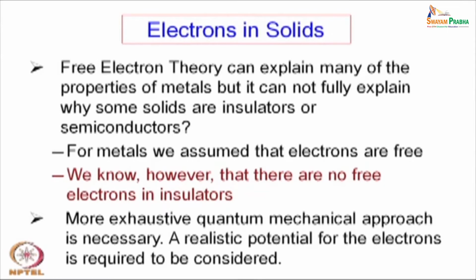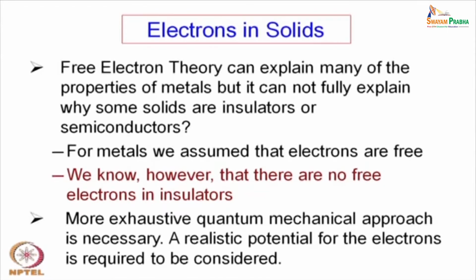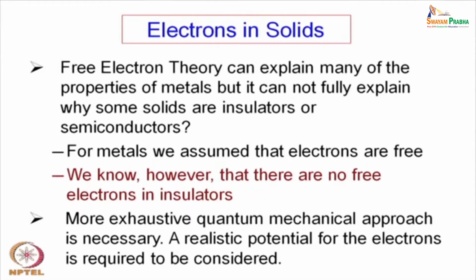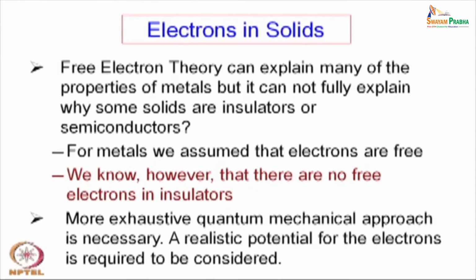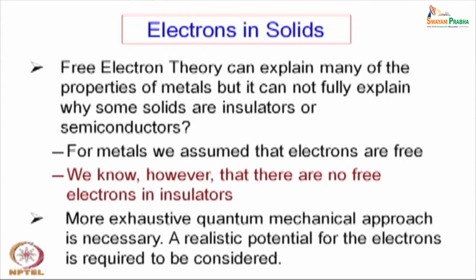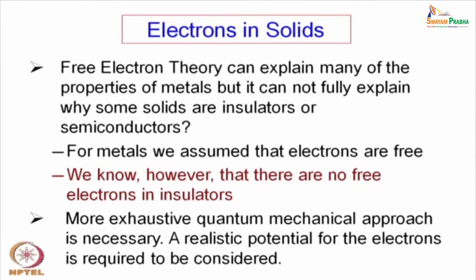compared to the end of the solid. At the end of the solid there is a very high potential which the electrons are not able to cross over. So, the electrons are confined within the volume of the solids, that is understandable. But is it true that the electron is actually moving in a constant potential across the volume or the length of the material?